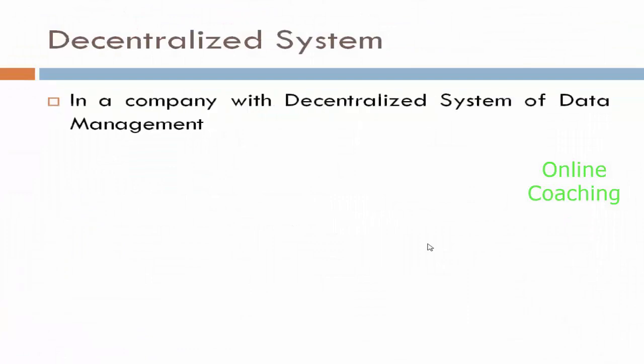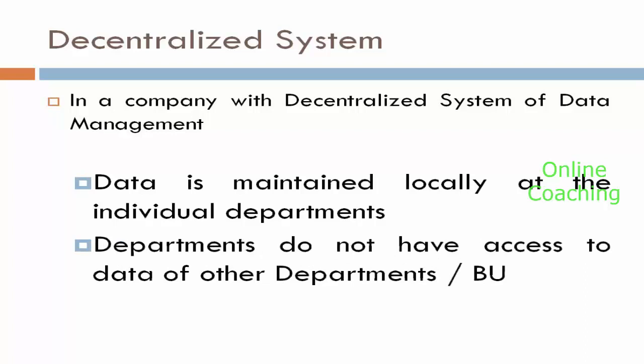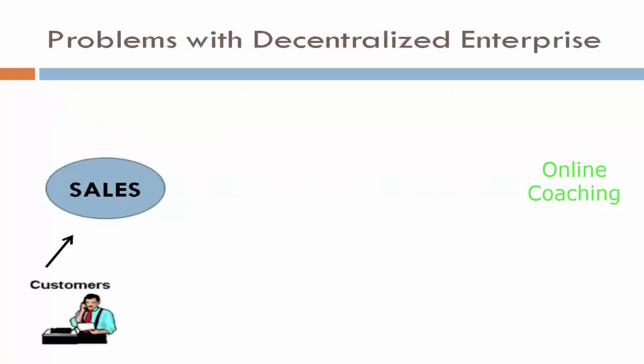In case you start using a decentralized system in your organization, if the data is maintained in this decentralized system, then what happens? The data is maintained locally at the individual department. What does it mean? Departments do not have access to the data of other departments. For example, there is sales data in the sales department. The inventory department doesn't have access to the sales data. In the same way, the sales department doesn't have access to the inventory section. So what is the problem here? The problem is that data is maintained locally at the individual department. This is called a decentralized system.